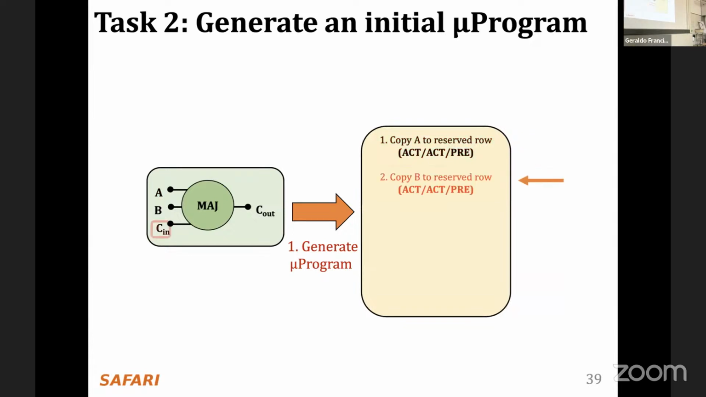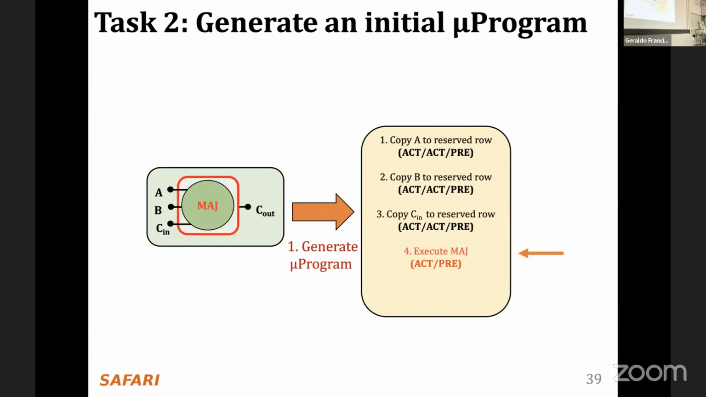So the second step: once you figure out which edges go to which DRAM rows, you can go through the edges and start generating a sequence of row copy operations and triple row activations to execute this operation inside the DRAM array itself.